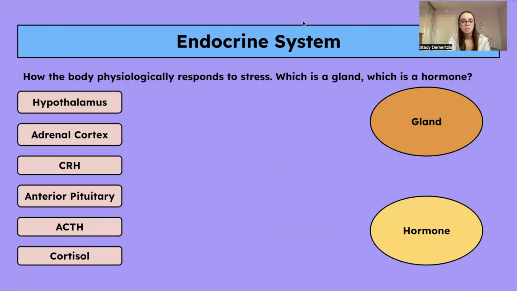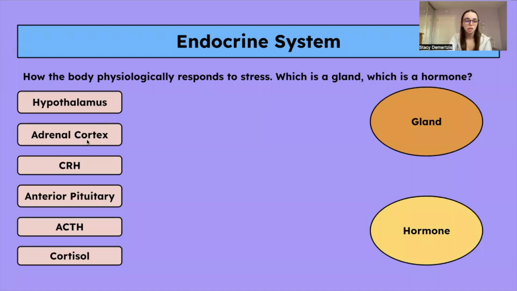We're going to continue with the stress example, how the body physiologically responds to stress. Before we really understand or list the specific pathway, a key thing, and this is really how oftentimes anatomy connects with physiology, is it's really important to recognize in these processes what is considered a gland and what is considered a hormone.